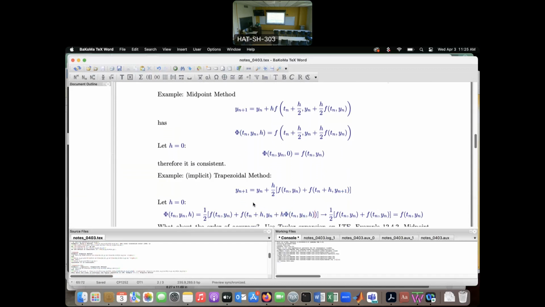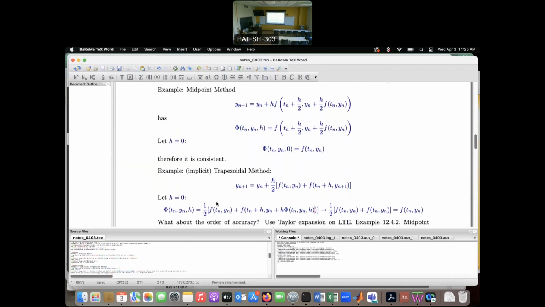And it certainly works for showing consistency, because then I go ahead and set h equal to 0. So this term goes away, and this term goes away. So I end up once again with f of t and y n, and you have consistency. So whatever framework you use, everything works out.